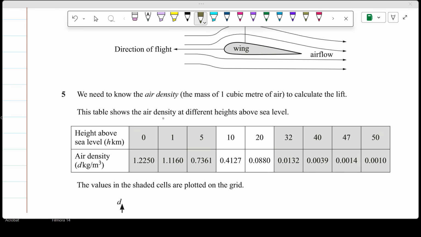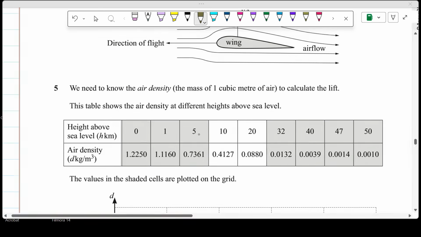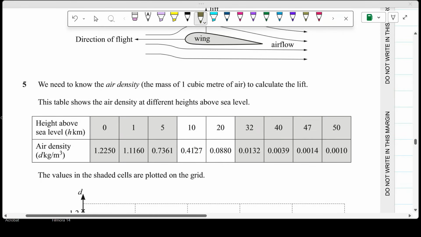We need to know the air density, the mass of 1 cubic meter of air, to calculate the lift. This table shows the air density at different heights above sea level. When we have the height of 0 kilometers, the air density is 1.225 kilograms per cubic meter. Similarly, when the height is 1 kilometer, we have an air density of 1.1160 kilograms per cubic meter. Similarly, this is the air density for the 5 kilometer height, and this is the density for 10 kilometers, 20 kilometers, and so on.